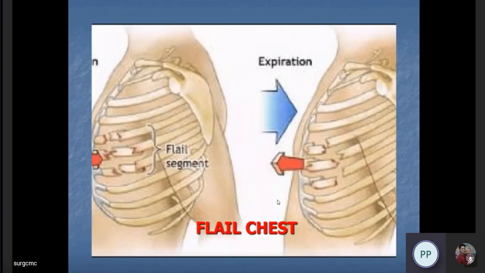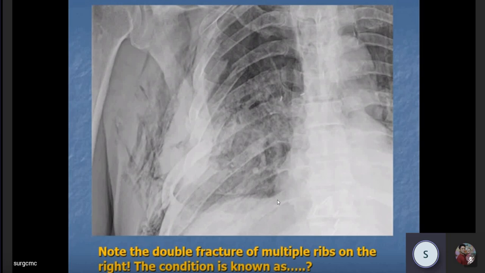Double fracture. I am talking about a case of flail chest. Generally one single rib getting fractured is very unlikely. Okay, one or two. You get multiple ribs fractured. First thing, as I have seen in the last picture, you see, multiple ribs are fractured.